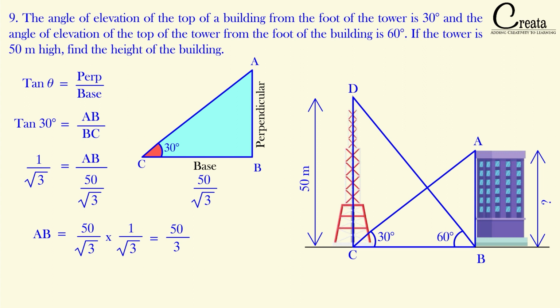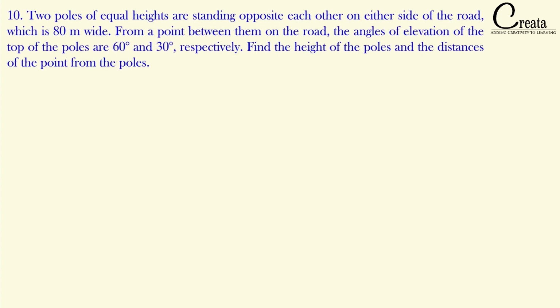We have done with the question number 9. Let's move to question number 10. The question number 10 is, two poles of equal heights are standing opposite each other on either side of the road, which is 80 meter wide. From a point between them on the road, the angle of elevation of the top of the poles are 60 degree and 30 degree respectively. Find the height of the poles and the distance of the point from the poles. So this is the question.